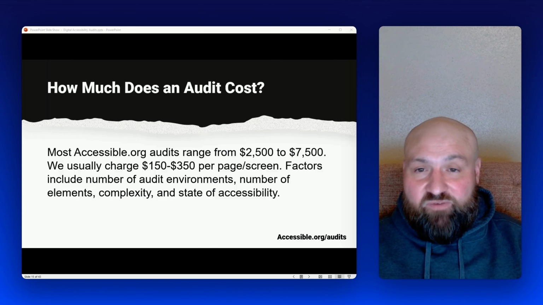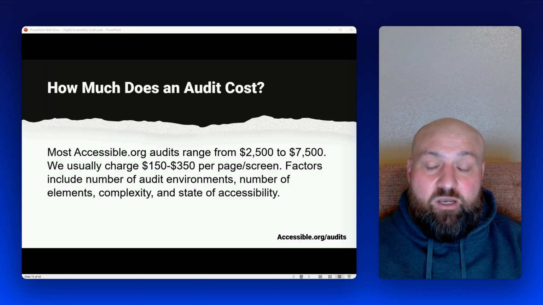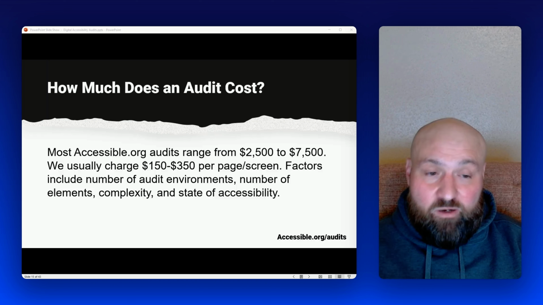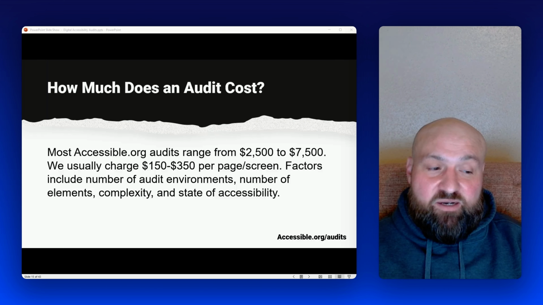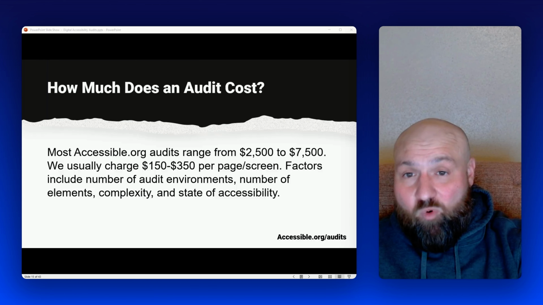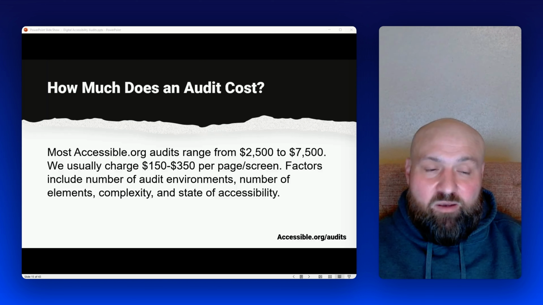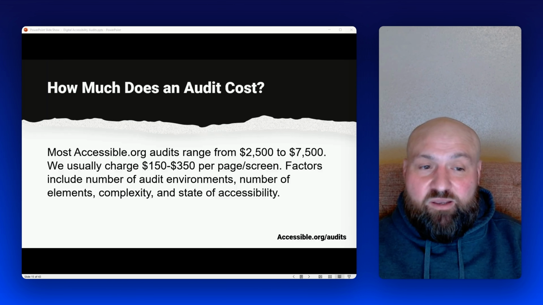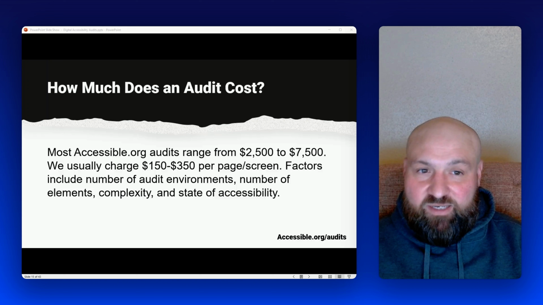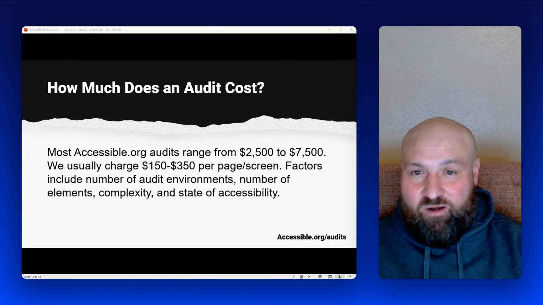And then there's also the state of accessibility. So this is something that when we are scoping to determine the final quote that we're going to give to the client, we're also going to take into account how many accessibility issues that we are coming across, and if the digital asset is in a poor state of accessibility, then there are going to be more accessibility issues that we need to report on. But if the accessibility is fairly good, then it will be less. So that can also be a factor in the final audit quote. But now you have a much better idea of how much your accessibility audit will cost.